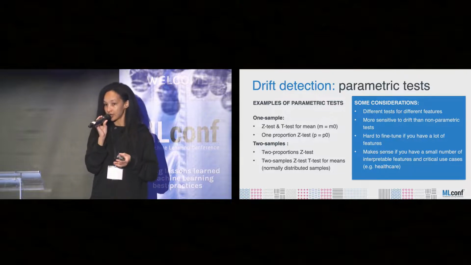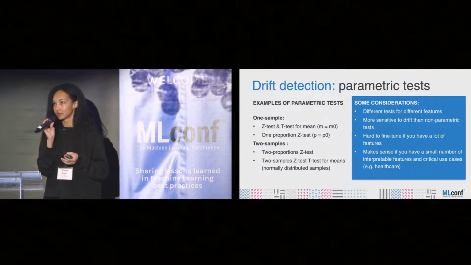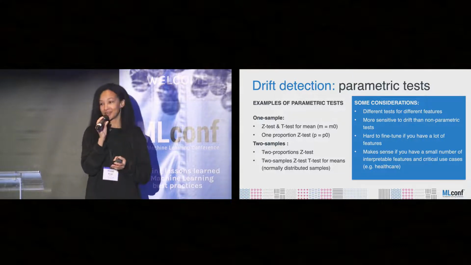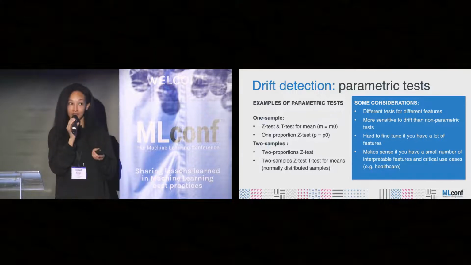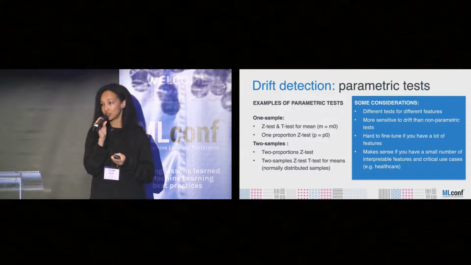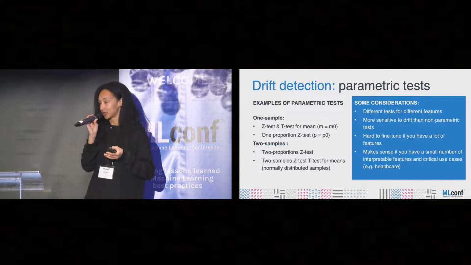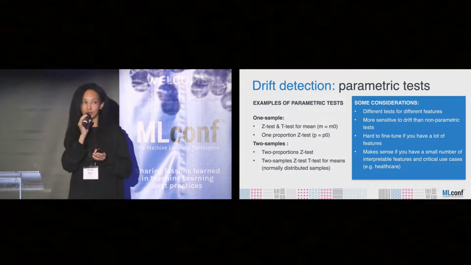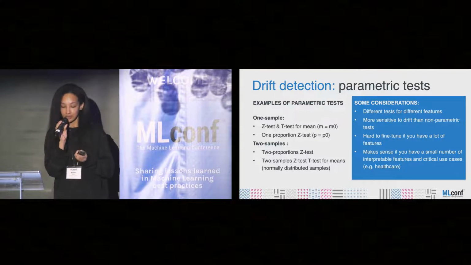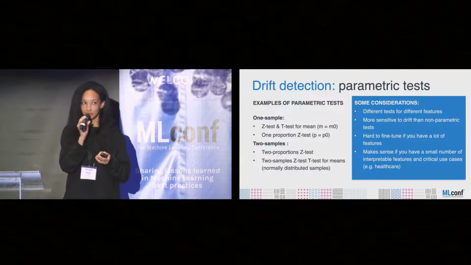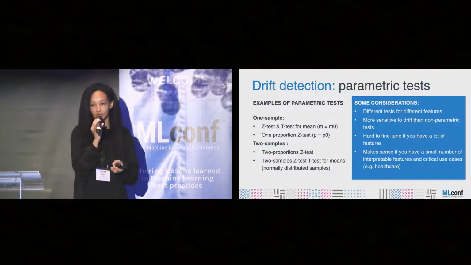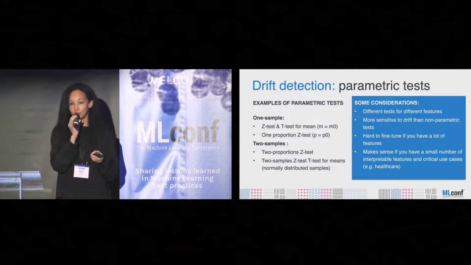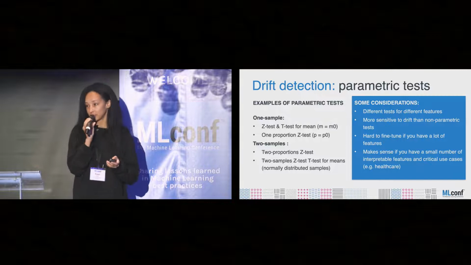The advantages are that parametric tests are generally more sensitive than non-parametric, so you can detect drift earlier. But the disadvantage is that you still need to come up with some expectations on some parameters of your statistics, especially if you use one-sample tests. And the second is that such tests are more demanding. For example, some of them you can use only if you have normally distributed data and things like this. So it's not a very general approach, but for some key important features, it works pretty well.